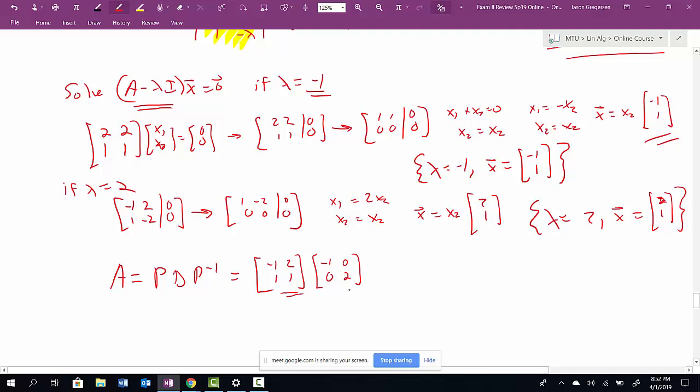And once I know what P is, I can calculate P inverse. In this case, it'd be 1 over -1 minus 2, and I switch the values on the main diagonal and change the signs on the off diagonal. I've got my little formula for the inverse. So once you know the eigenvalues and eigenvectors, you can just throw them into the matrix P, and throw the eigenvalues in to get the matrix D. Any questions there?